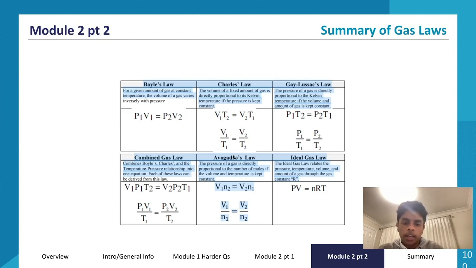Avogadro's law now states the volume of a gas is directly proportional to the number of moles if the pressure and temperature are kept constant. And the ideal gas law relates pressure, temperature, volume, and moles through the gas constant, R. So this gas constant, you don't have to worry too much about it. They'll give you the gas constant in your data sheet. It should be on the very first page.